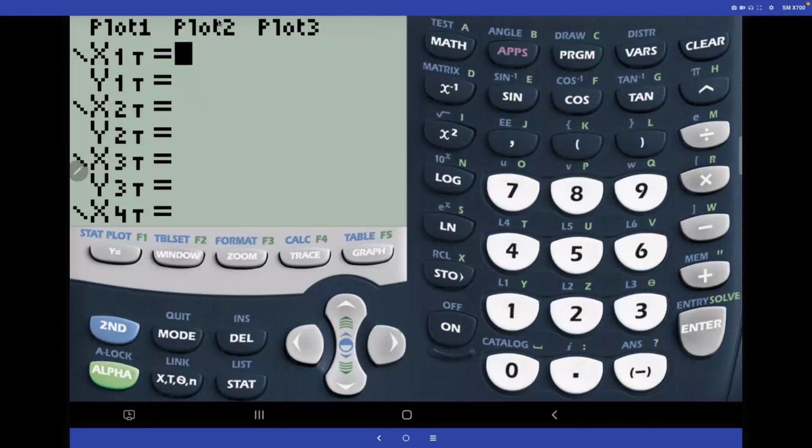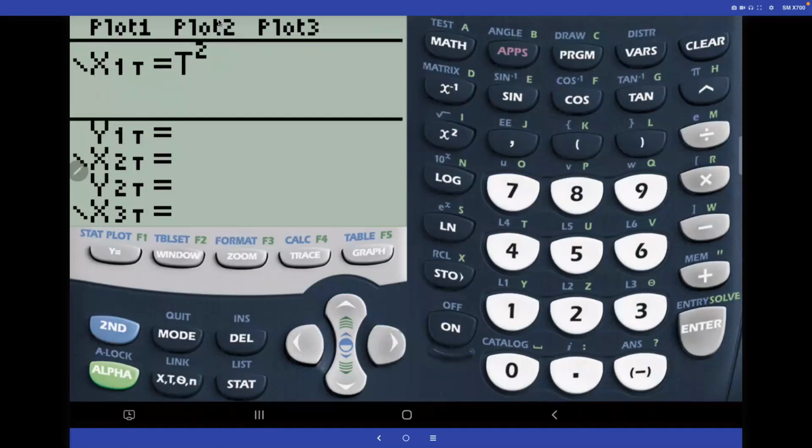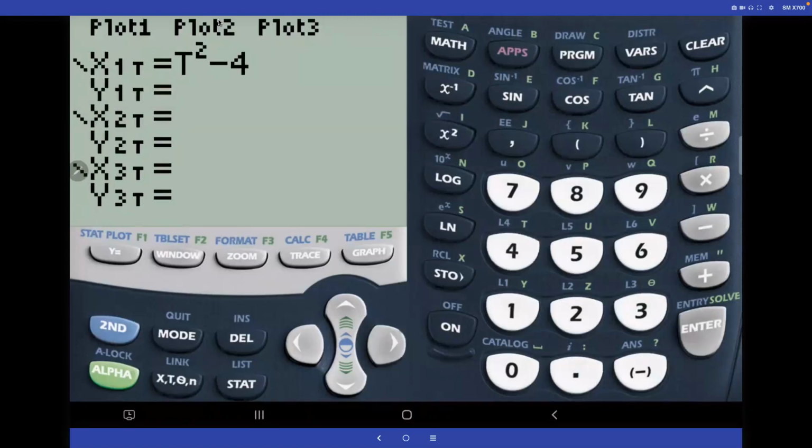So that's why it's got those other things. It depends which mode you're in. So let's see. Ours was, x was t squared minus 4. And y is t over 2. And then I'm going to hit graph.